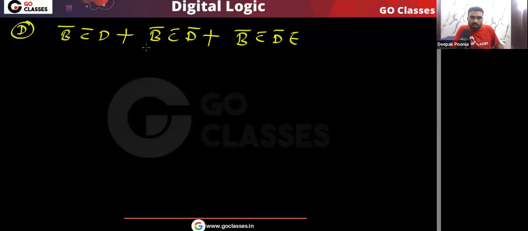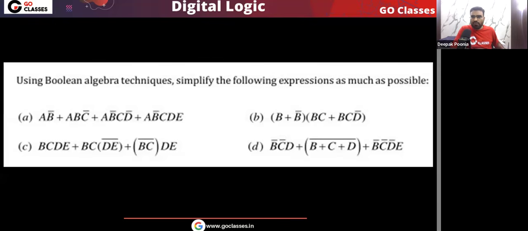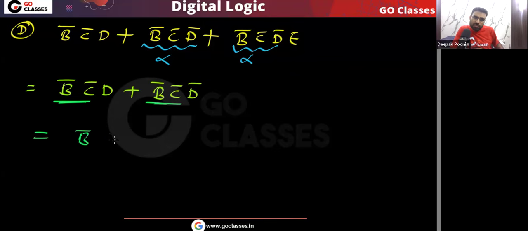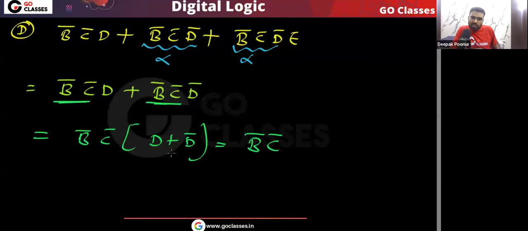Now notice one thing. Look at this. Consider this as alpha. So this is also alpha. You can apply the absorption rule. If you apply the absorption rule, then it will simply become alpha. So it will become B bar, C bar, D, or B bar, C bar, D bar. Now you can take this B bar, C bar out. Inside you will get D or D bar. And that will simply become 1. So finally your answer will be B bar, C bar.